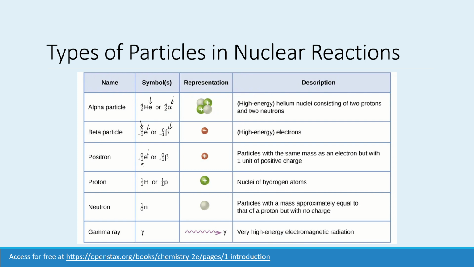A proton is represented by a hydrogen atom, or the symbol for hydrogen, and it will have 0 neutrons, and so its mass number is 1 and number of protons also 1. A neutron will have 0 protons and have a mass number of 1, and then a gamma ray is just very high energy electromagnetic radiation. Okay, so it's not going to have a mass or carry any protons with it.